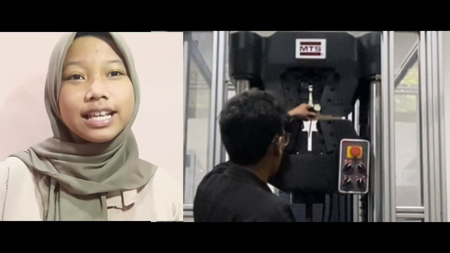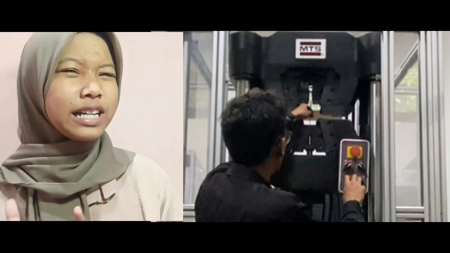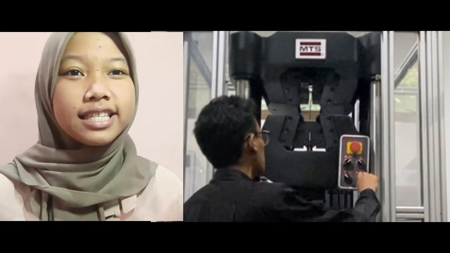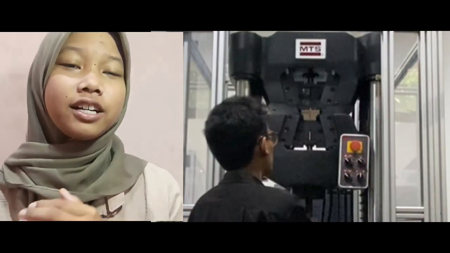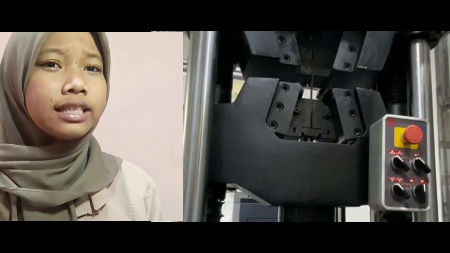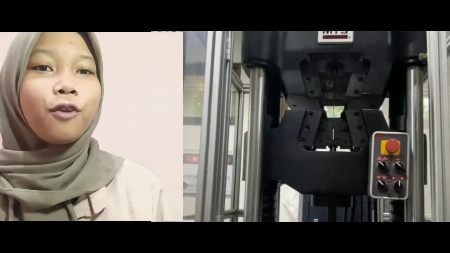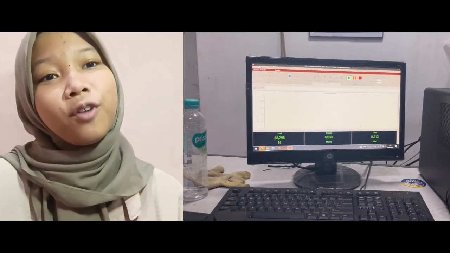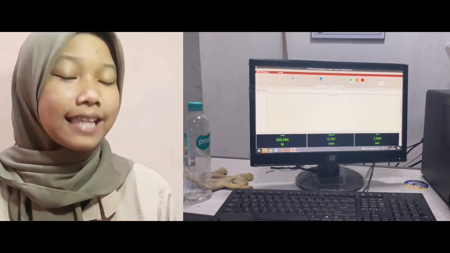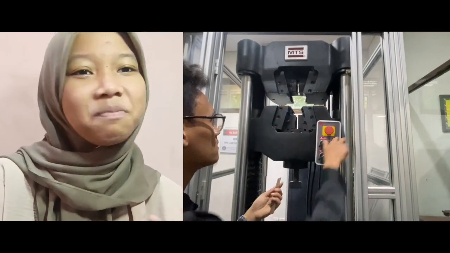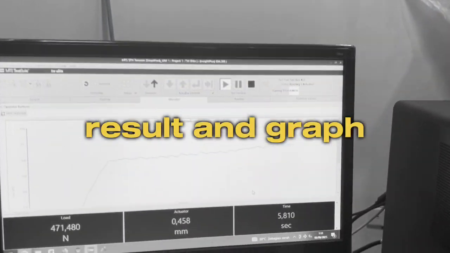Okay, about the tensile test process. The first is to insert the specimen and clamp it between the jaws. Second, set the speed and other parameters based on the standard. The third is start the test. The crosshead moves and applies load gradually. The fourth is the load cell measures the force while the computer records extension. The fifth is the test continues until the specimen breaks.